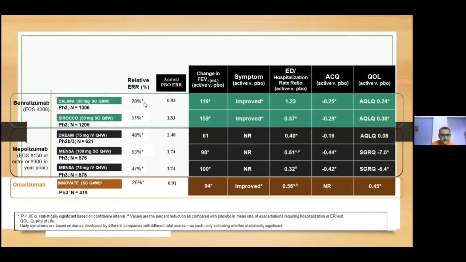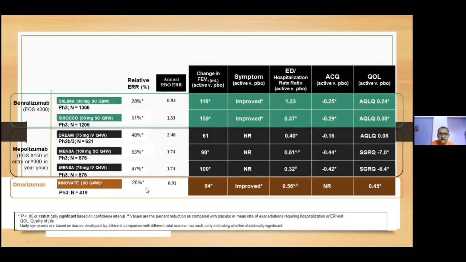Specifically, this is very important, that relative exacerbation rate reduction. So that percentage is around 51% in SIROCCO, that is the 30 milligrams subcutaneous trial, which consists of 1205 patients, whereas another trial suggests 28% reduction. With mepolizumab, the reduction is 48%, 53% and 47% in different randomized clinical trials. And with omalizumab, their phase 3 trials also suggest there is a reduction of 26%.